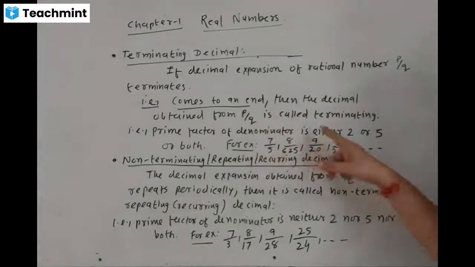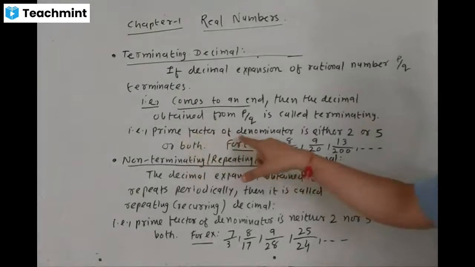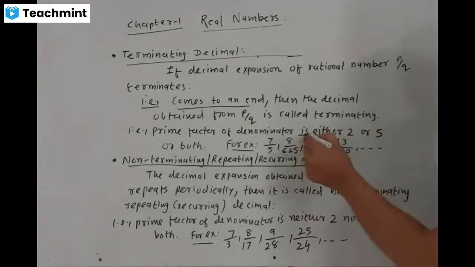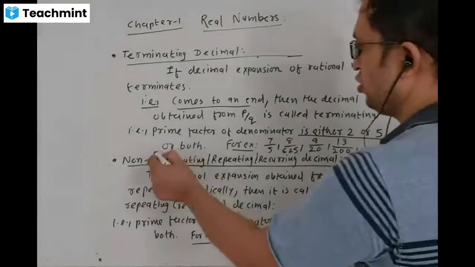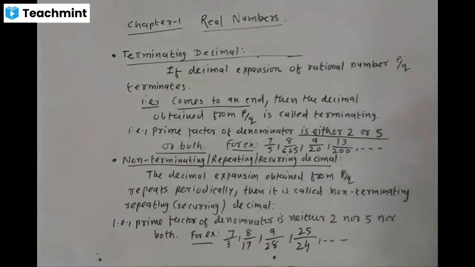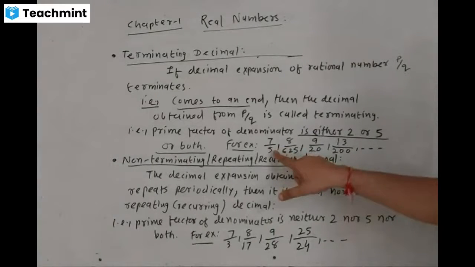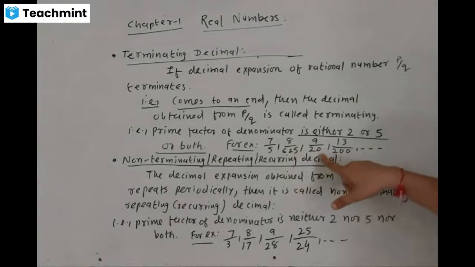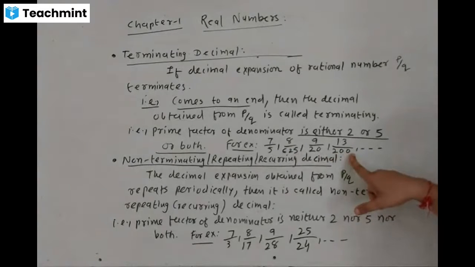In p by q form, if it terminates, the remainder is 0. That means the prime factor of the denominator is either 2, or 5, or both. Suppose 7 by 5: the denominator is 5. 8 by 625, that is 5 to the 4. 9 by 20, that is 2 square into 5. 30 by 200 is 3 by 20, which is 2 square into 5. Then all these numbers are terminated.